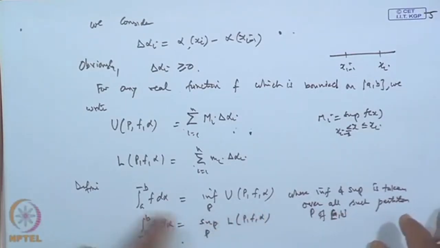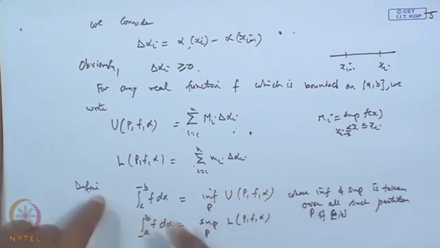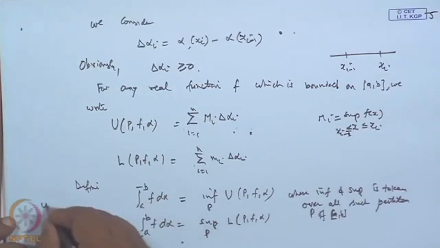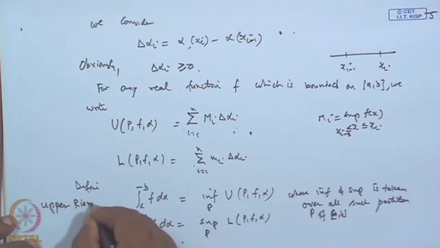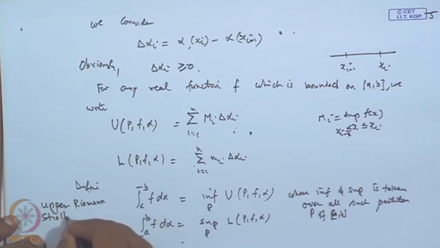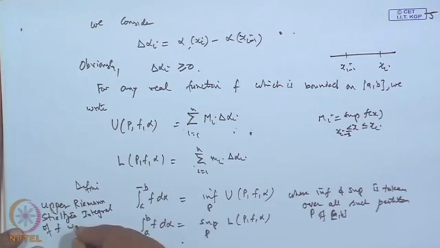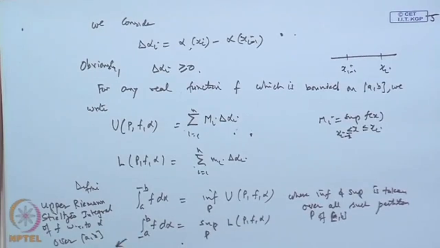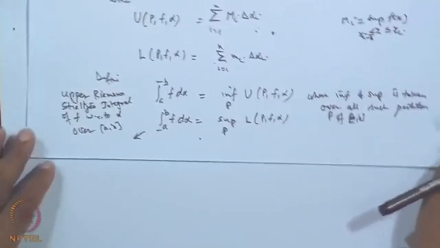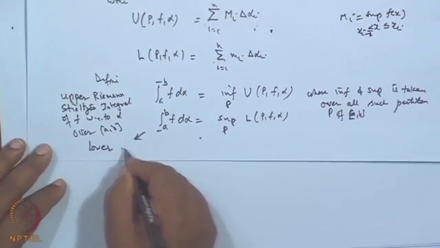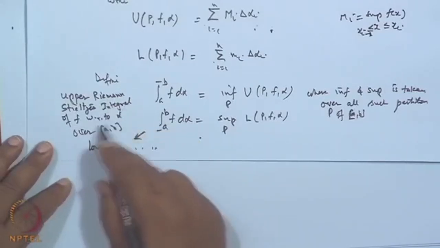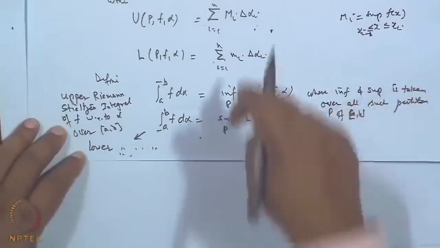Now, since this is a bounded function, the supremum and infimum will exist, so these two integrals will exist. This is called the upper Riemann-Stieltjes integral of the function f with respect to alpha over the interval [a, b]. And this we call the lower Riemann-Stieltjes integral of f with respect to alpha over [a, b]. Now, if both these values coincide, then we say f is Riemann-Stieltjes integrable.